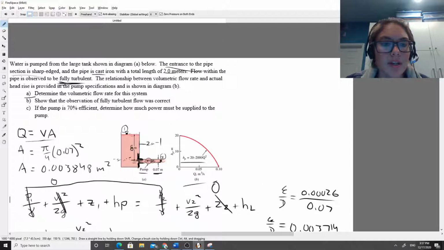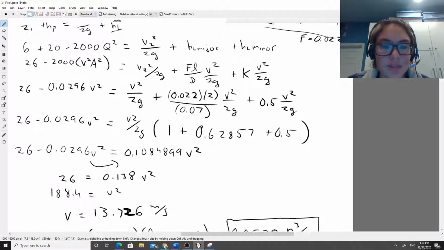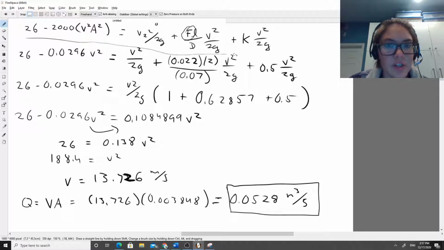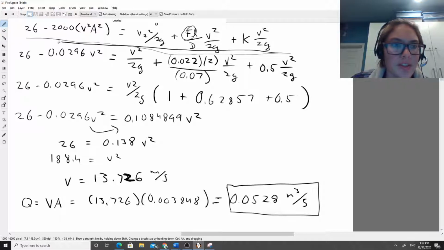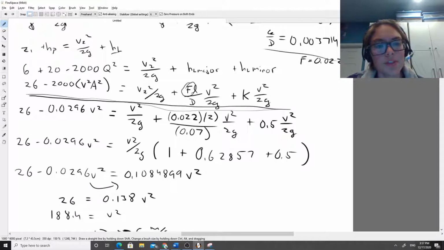So what do we have to do next here? It asks us to show that the observation of the fully turbulent flow was indeed correct. So since we basically found our friction factor off of the assumption that this was wholly turbulent, let's go ahead and resolve this. We'll start with this equation that we had up here. Only this time we're not going to assume that we know what our friction coefficient F is, because we don't know if this is wholly turbulent or not.